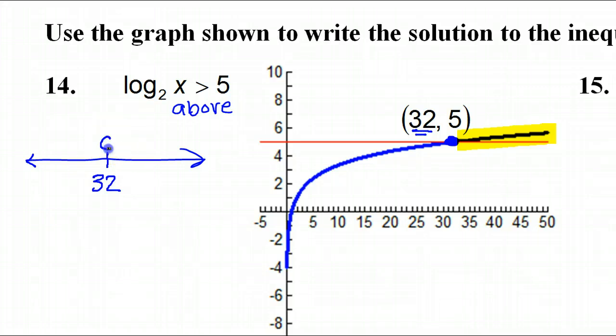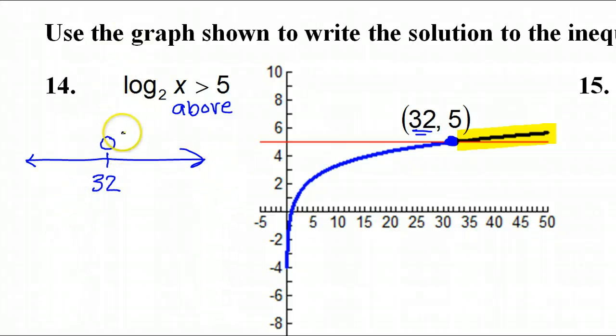I'm going to put an open circle. If this had been greater than or equal to, I would have filled it in to show that equals 5 will include the point, the endpoint. But if we have to stay greater than, strictly above, then we can't include the point where it's equal to 5. So we leave it out by making it an open circle.